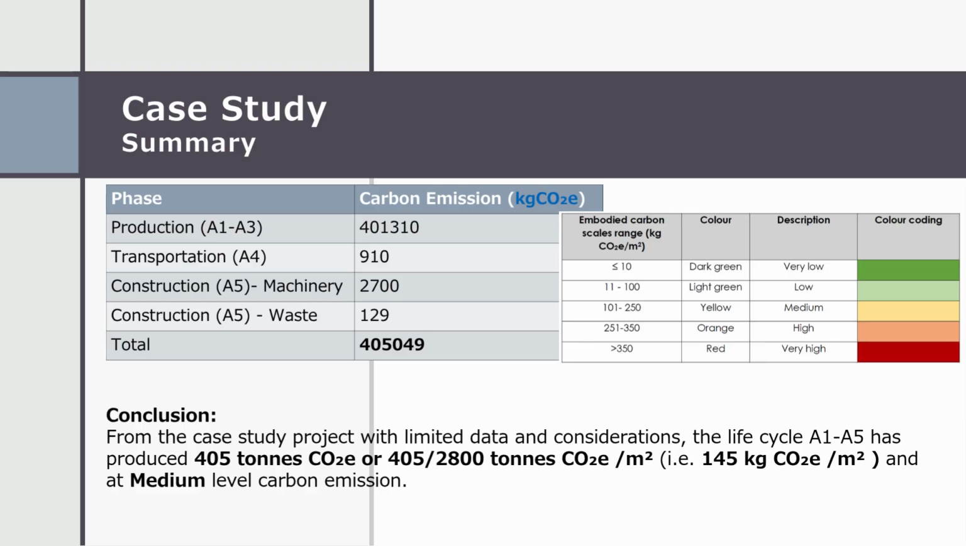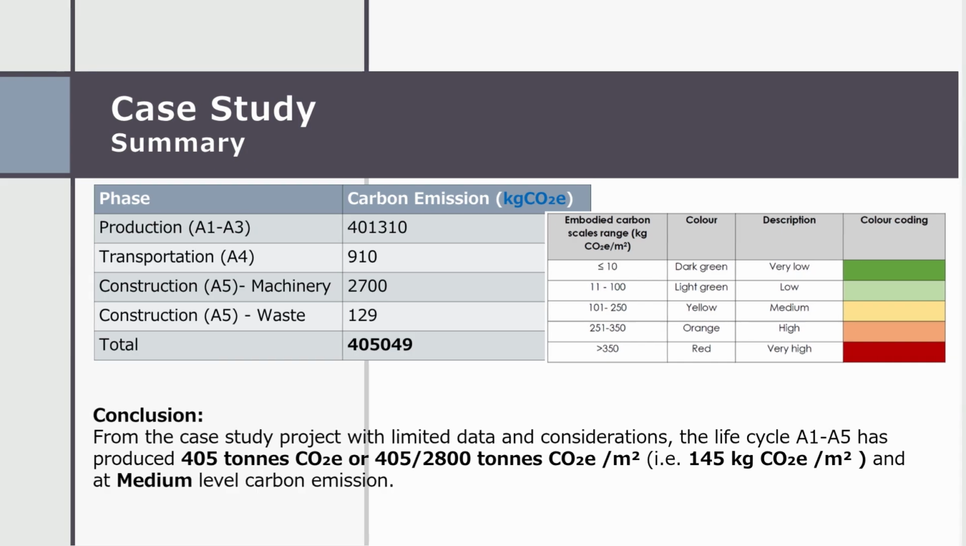From the calculations, total embodied carbon, A1 to A5, is 405 tons carbon dioxide equivalent, or equivalent to 145 kilograms carbon dioxide equivalent per square meter. This reveals that the construction project in the case study is categorized as medium-level emission. This figure provides a baseline for design improvement and comparison with low-carbon benchmarks.